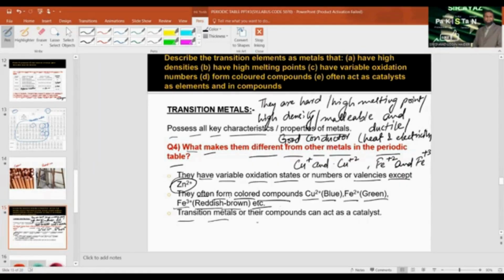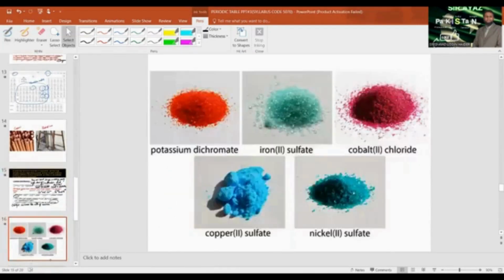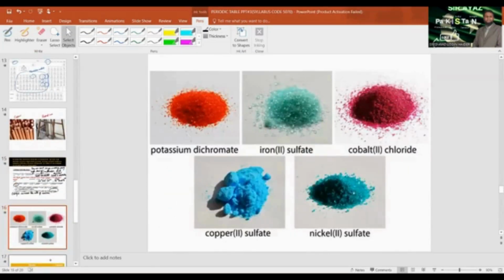So transition metals or their compounds can act as a catalyst. What are catalysts? A catalyst increases the rate of reaction. And you know how they do this: they decrease the activation energy, or they provide an alternative route. Here are some compounds of transition metals.